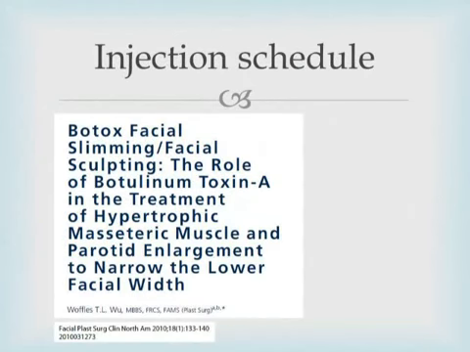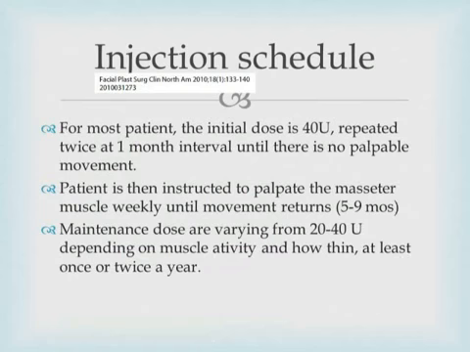Okay, and for the injection schedule, I recommend you read this article. It's very nice, by Dr. Wu. His technique is to start with an initial dose of 40 units and repeat the injection every month, 2 times. And then ask the patient to palpate the muscle weekly. If it comes back, the patient should see the doctor and get some more units for maintenance.